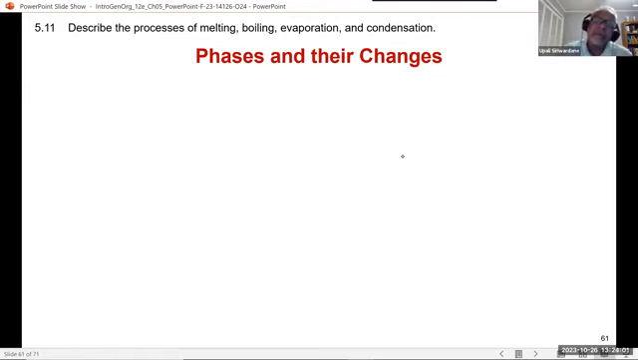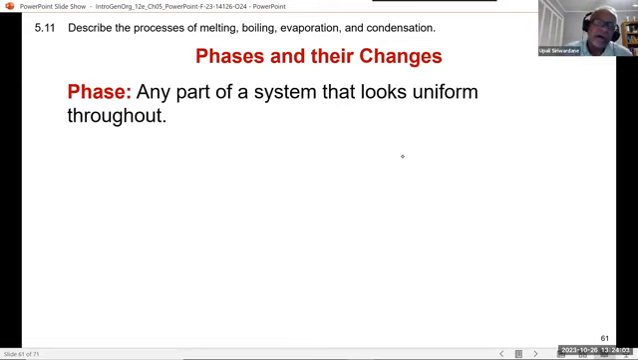Now we're going to talk about phase changes and energy changes. What is a phase? If you look at water, there are 3 different phases. One is gaseous, steam. The liquid phase is called water. The solid phase is called ice. So there are three different phases for many substances.